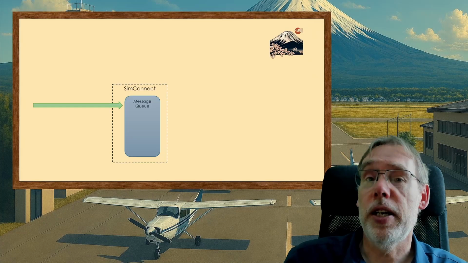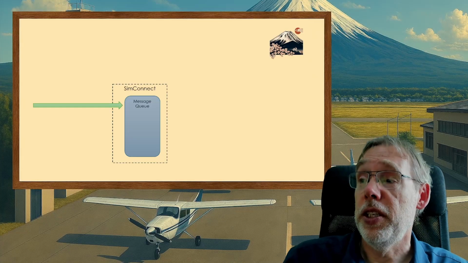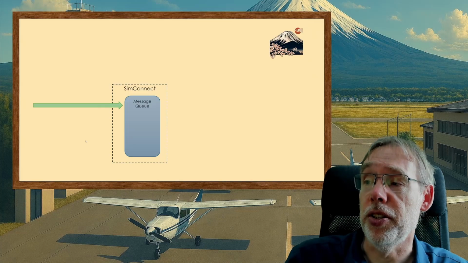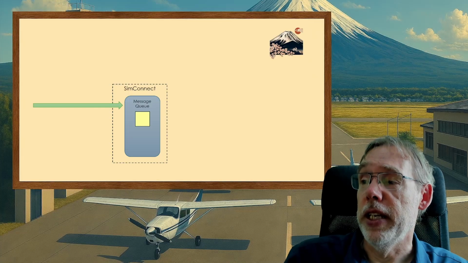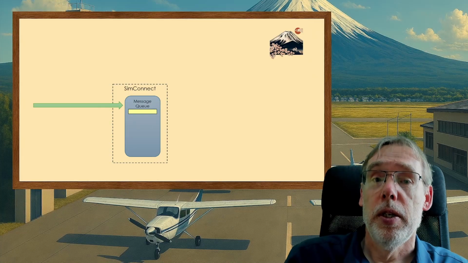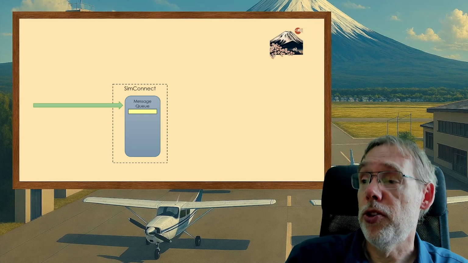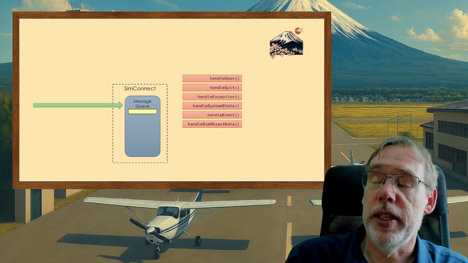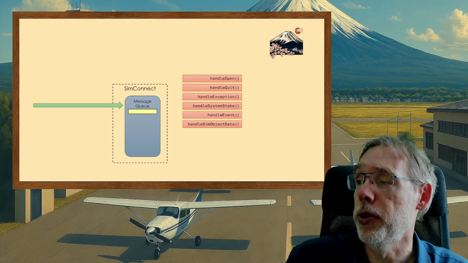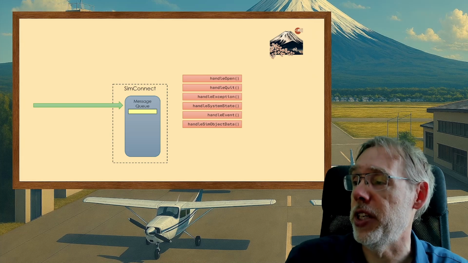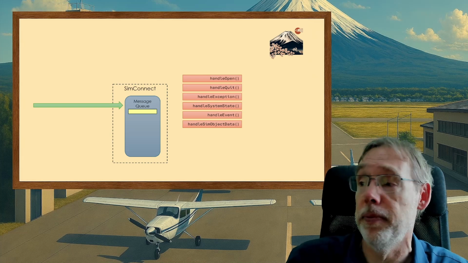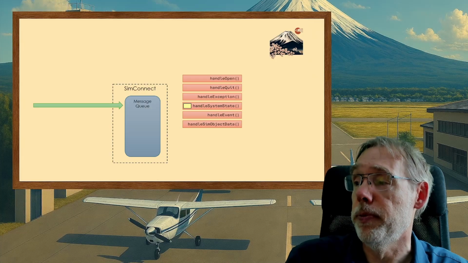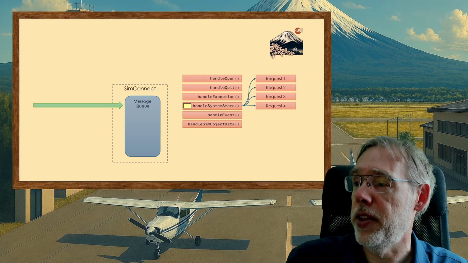So let's take a look at our application with the SimConnect library. The simulator sends us a message, and this message then comes into the queue, where we need to decide what to do with that message. We might have handling methods for open, quit, exception, system state, events, or object data. In this case, for example, it could be something for handle system state. We still need to do things with that.